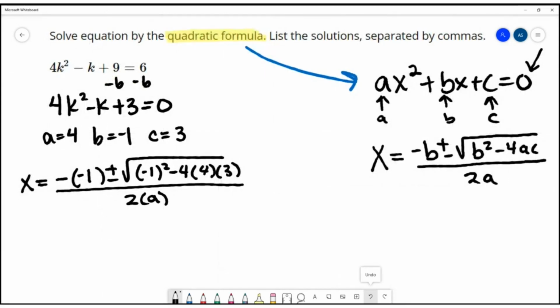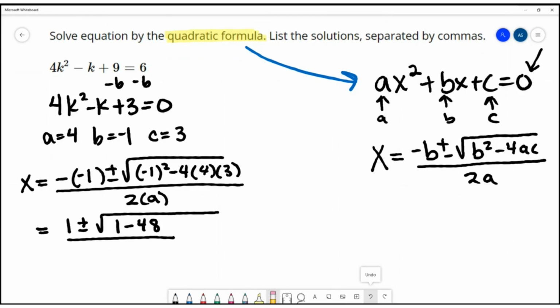So these are the solutions, but we need to make them in a simpler format. So we're going to use order of operations to simplify. We'll simplify the double negative to be a positive 1. Inside the radical, I'll apply the exponent. Negative 1 squared is a positive 1. And then we have 4 times 4 times 3, and that's 48. So we have a minus 48.